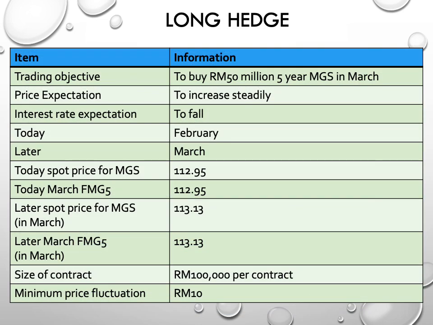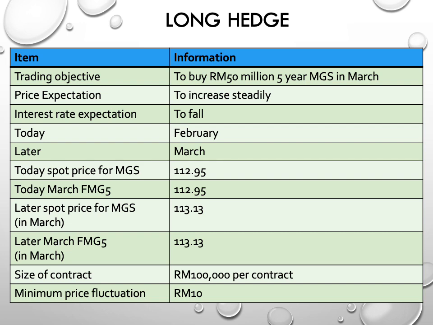So this is information given from the case. You plan to buy 50 million of bond, and you have the price for futures and spot market today and the price for spot and futures market later. The size of contract for FMG is 100,000 per contract. You need to remember this. And another one, you need to remember the minimum price fluctuation is 10 ringgit. Size of contract and minimum price fluctuation are stated in the contract specification for FMG.